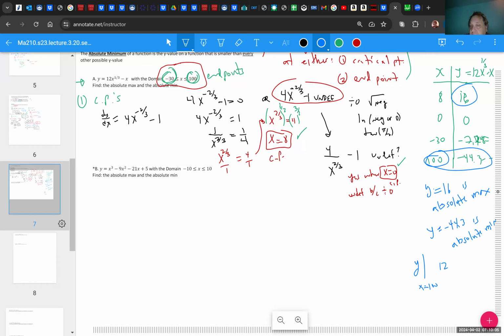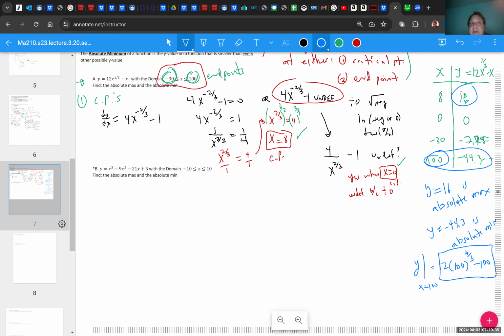That means I do 12 times the x value to the 1/3 minus the x value. So this thing right here, we can't really get a whole number out of it, right? Because we know it comes out to be some weird decimal. So 2 times 100 to the 2/3 minus 100 is the exact value of the absolute minimum. If you want to know the exact value, the approximate value is negative 44.3. Okay, that's how we do absolute max, absolute min.